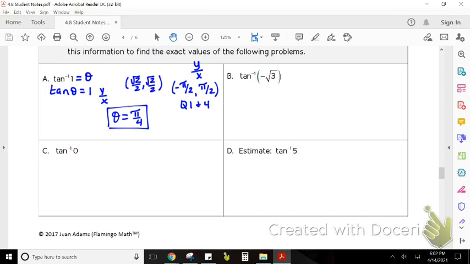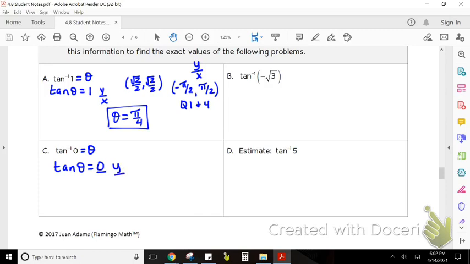Let's go ahead and do C on this one. So we're looking for the inverse tangent of 0. So that means tangent of what angle will equal 0? Well, this is 0 over, it doesn't matter what number, right? It could be anything. So I'm not going to put anything.